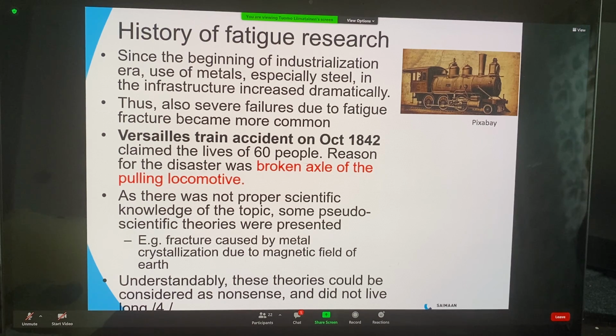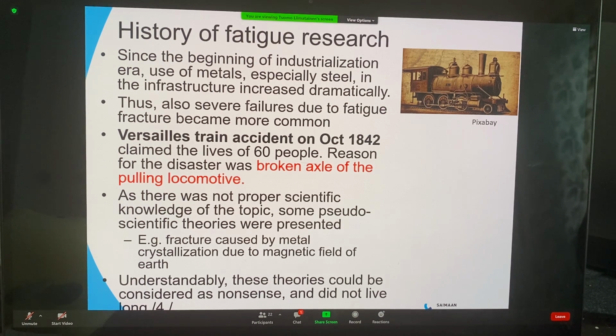And where it all started, it started when the industrialization era started in the 19th century, because use of metals, especially steel, increased dramatically, and also due to that, the damages and failures due to material breakage increased. There were quite a significant amount of railroad accidents all over the 19th century. One of the most disastrous being the Versailles train accident in October 1842. And in quite many of these cases, the reason was fatigue fracture.